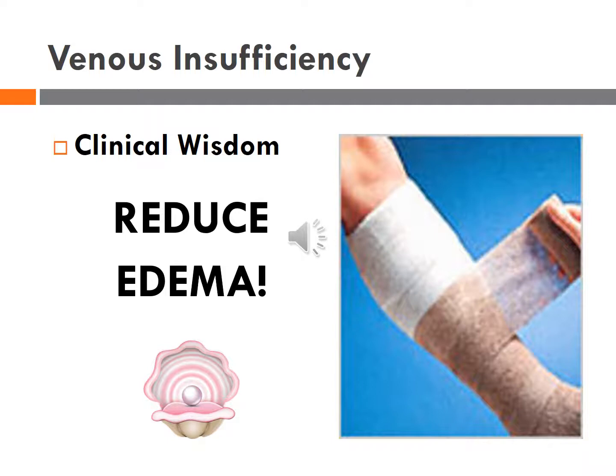The most important take-home piece of treating a venous insufficiency ulcer and venous insufficiency is you have to reduce the edema. If you don't reduce the edema, you're not going to get that extra fluid back into the circulatory system, therefore decreasing stress on tissue, decreasing drainage. You're just not going to heal that wound if you don't reduce the edema.